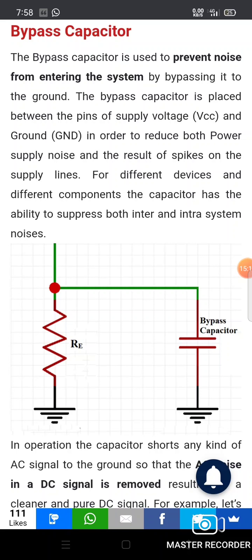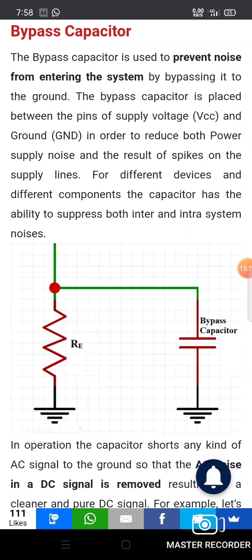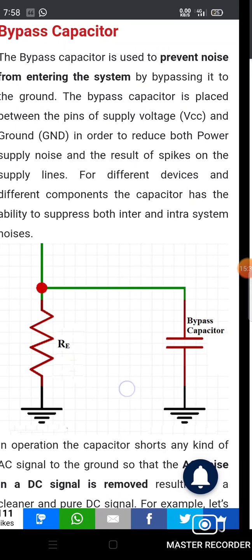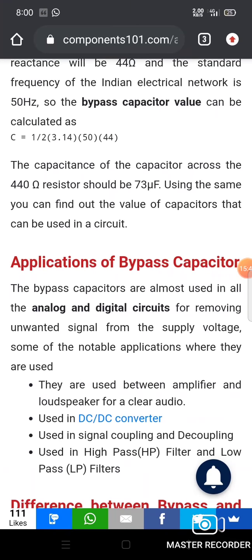So the noise signals for the bypass capacitor are AC signals, because with AC signals the capacitor acts as a short circuit and those AC signals pass to ground. But the available signal at that emitter terminal is only DC signal, right? The DC signal is not a noisy signal for the bypass capacitor, because the DC signal does not go to ground.